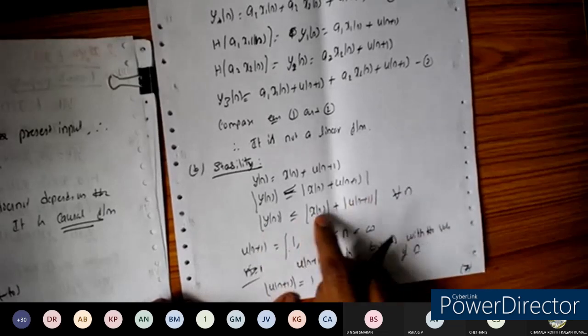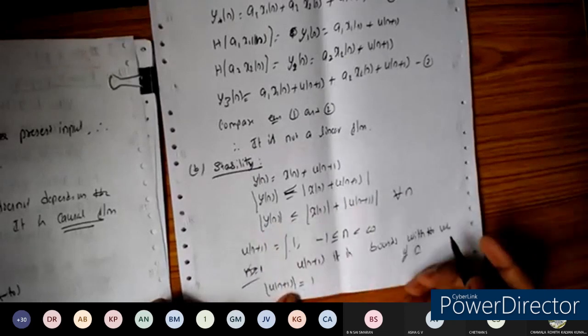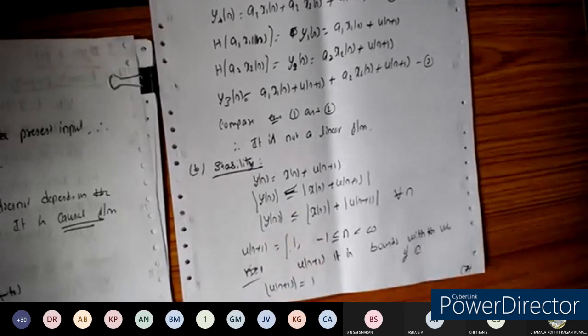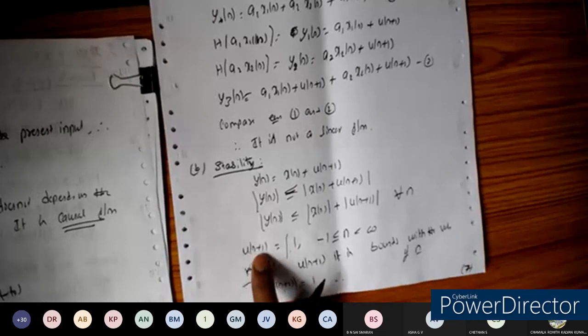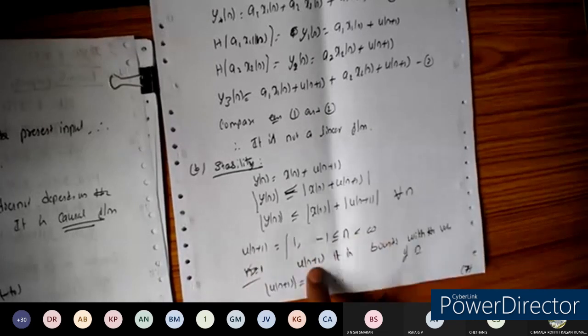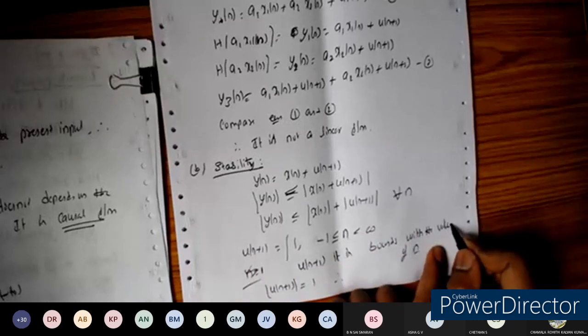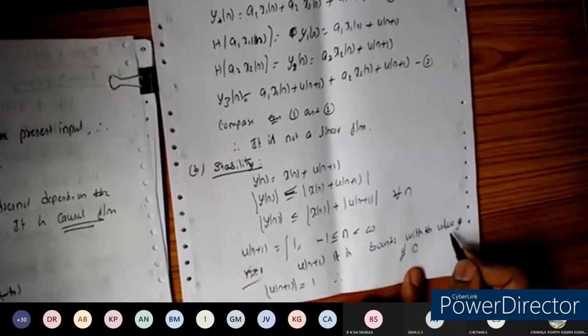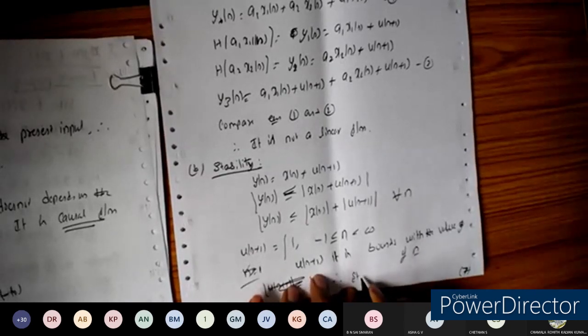If I sum this plus this, and this is a finite value, then obviously the result will be finite. I thought there was a summation, but it's not a summation. So we can say it's a bounded system. Since u of n plus 1 is equal to 1, and u of n plus 1 is bounded with the value of n, therefore the given system is a stable system.